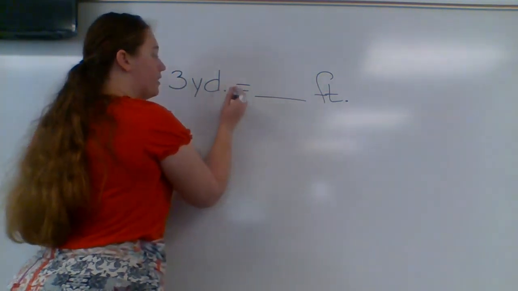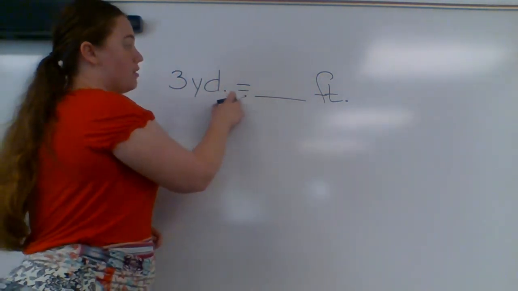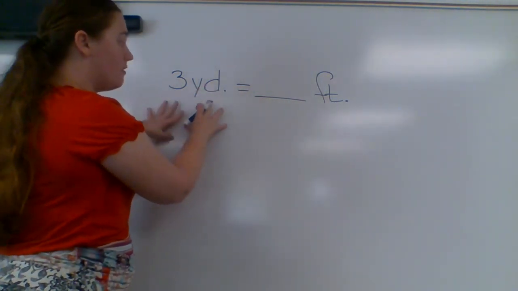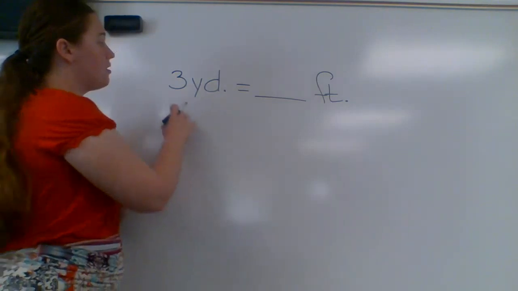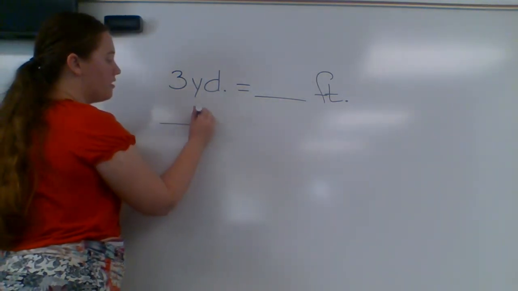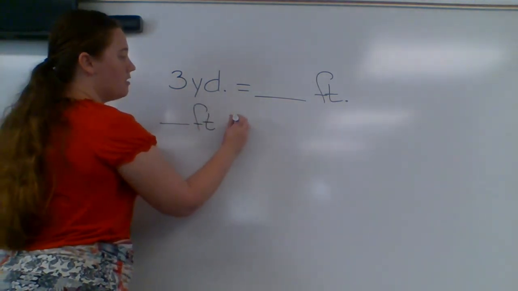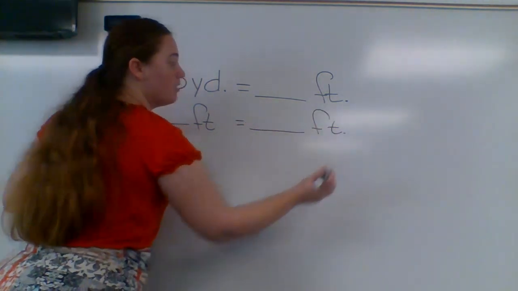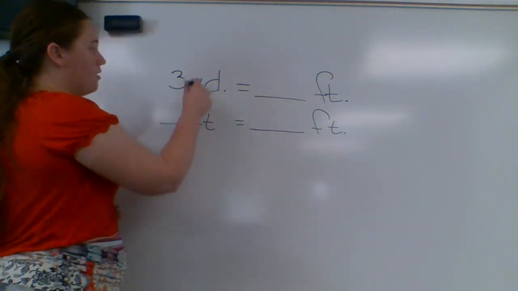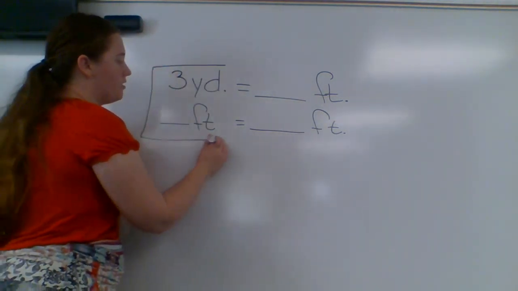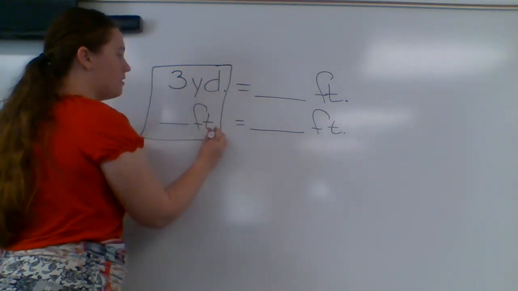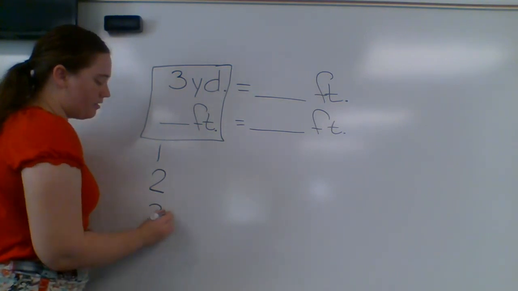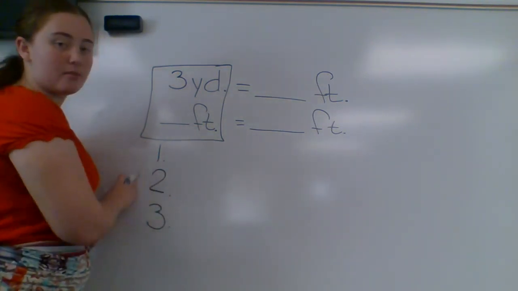So go ahead and write it like that in your books. 3 yards equals how many feet? And you notice we don't have anything in front of this. We just need to figure out how many feet this many yards is. So underneath this, write blank feet equals blank feet. Go ahead and do that. And box 3 yards and that blank feet. And put steps 1, 2, and 3 underneath this.